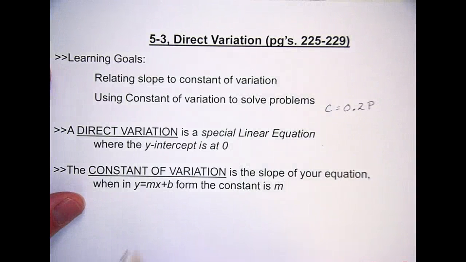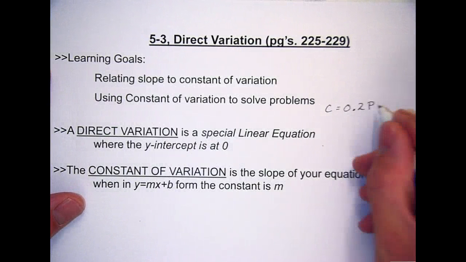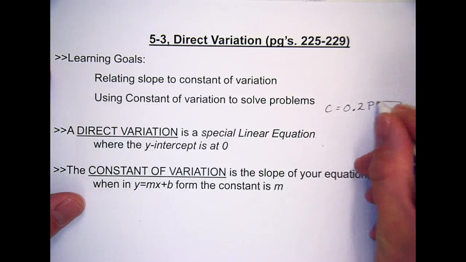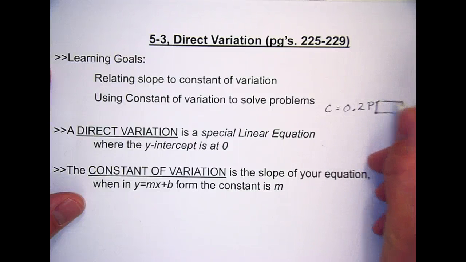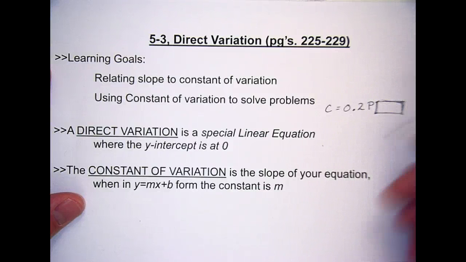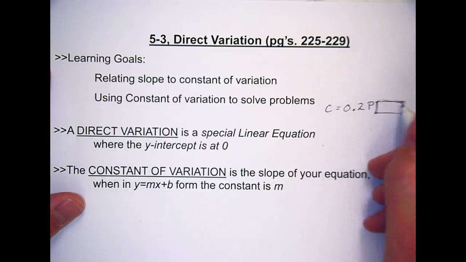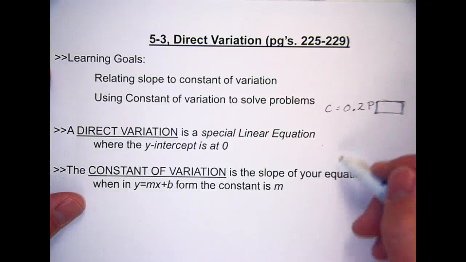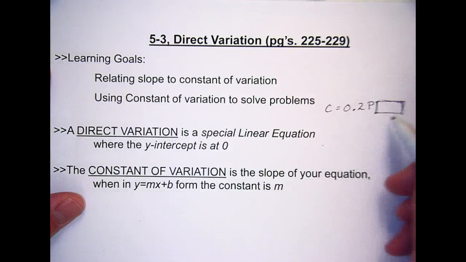This is a direct variation. Why is that a direct variation? Because they're not charging you an initial fee. In other words, that piece at the end is zero. So if you're not adding anything to your rate, you don't add or subtract anything from your rate, then it's a direct variation.